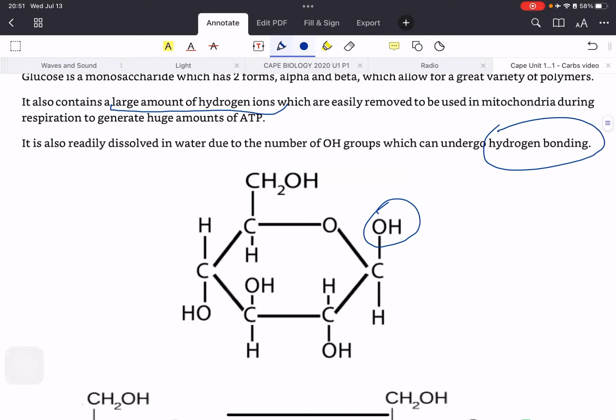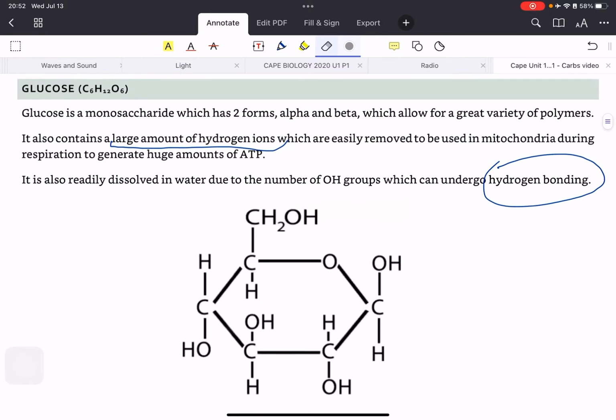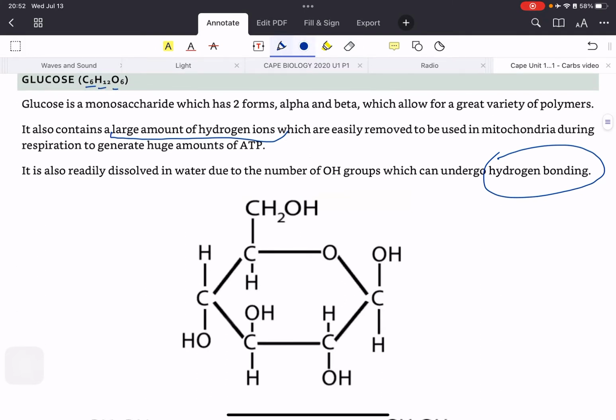So this is the general structure of a glucose molecule. Now, it may seem complex at first, but as you practice drawing it, you will get it, right? And it's actually very important that you learn to draw it, right? So now a glucose molecule has the formula C6H12O6. So your drawing needs to include all of those, right?